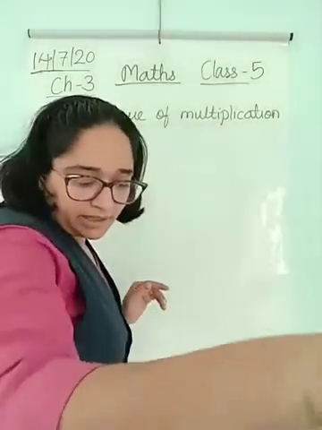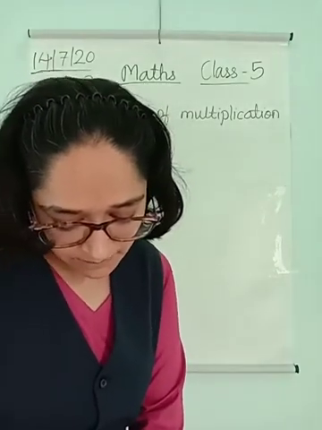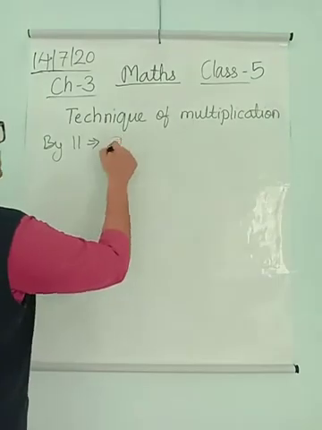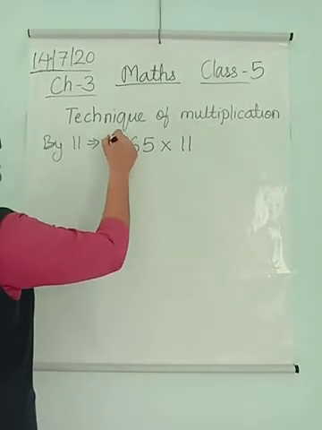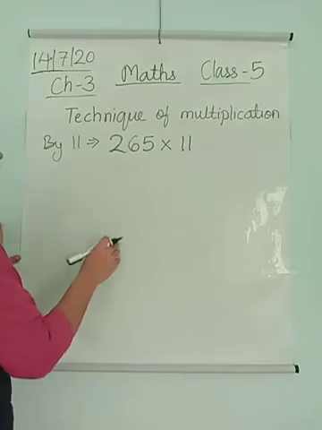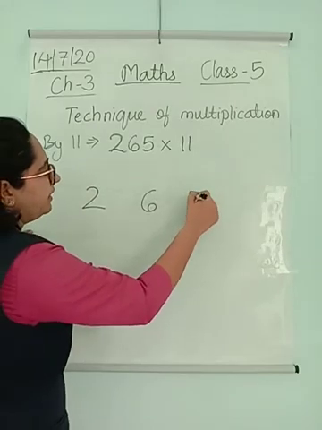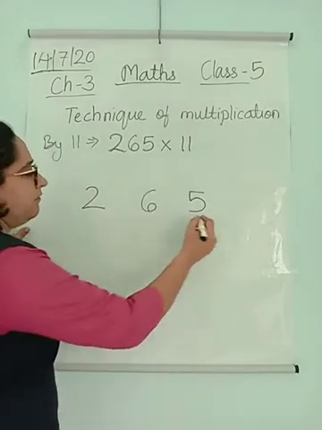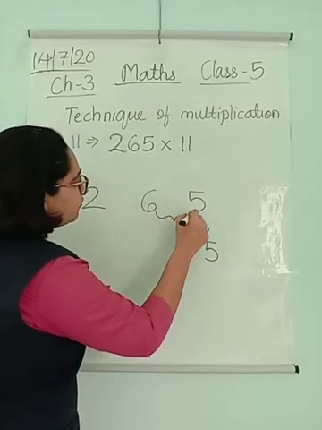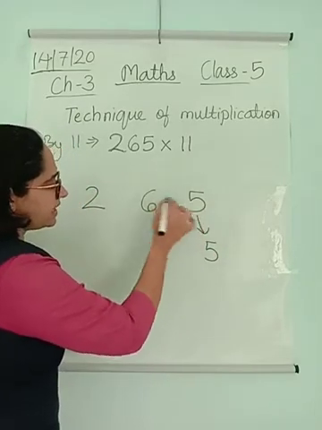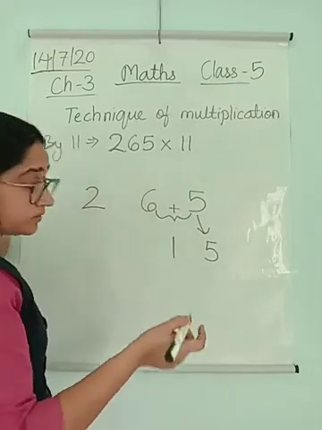Okay, I am taking 265 multiplied by 11. This is not from the exercise, I am taking it as an example. What I have to do is, 2, 6 and 5. 5 comes down as it is. Then I have to add 6 and 5, that is 11. Now here we are having a carry forward, isn't it?